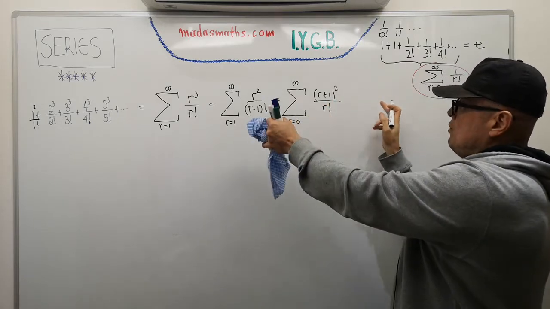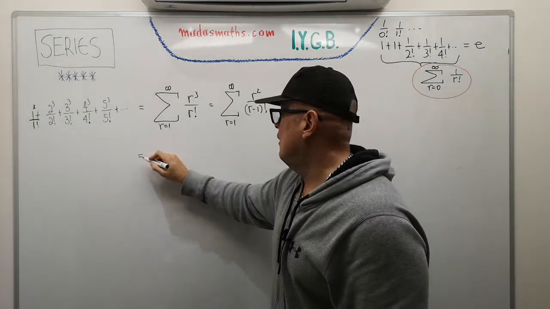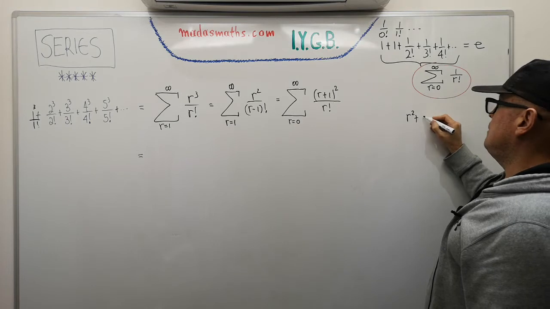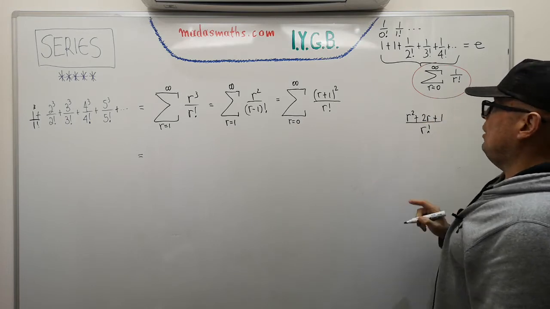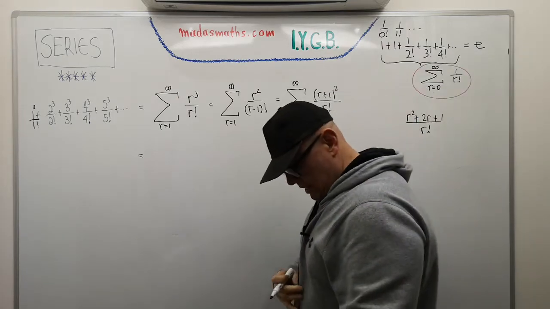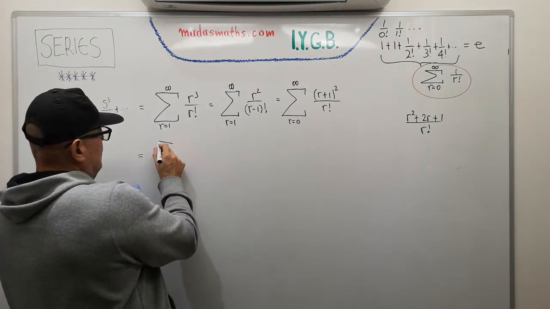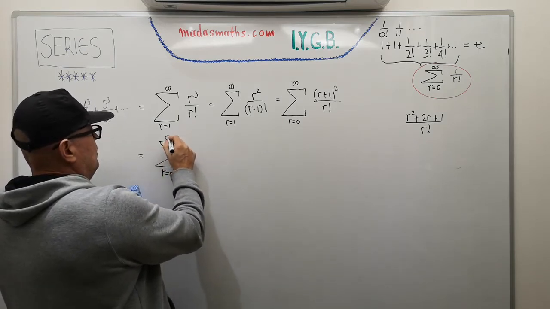So I'm going to expand the numerator, split it, and have 3 separate sigmas. I'm going to write here perhaps the numerator, so that's r squared plus 2r plus 1 over r factorial, so we can all see what I'm doing there with the sigmas. Let me move that cable out of the way. So this will now become sigma, r is equal to 0 to infinity.